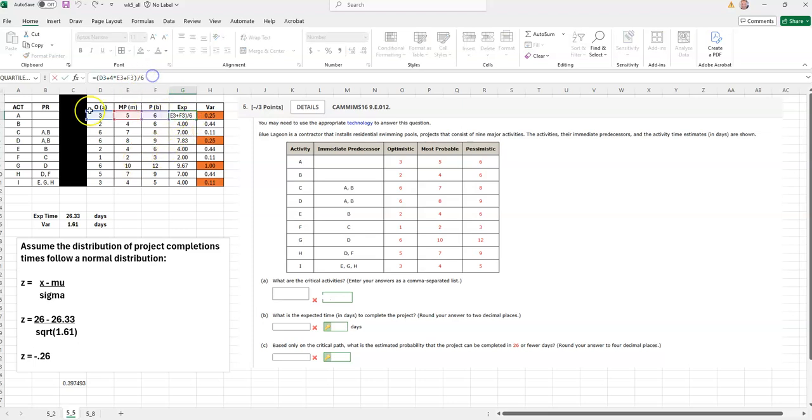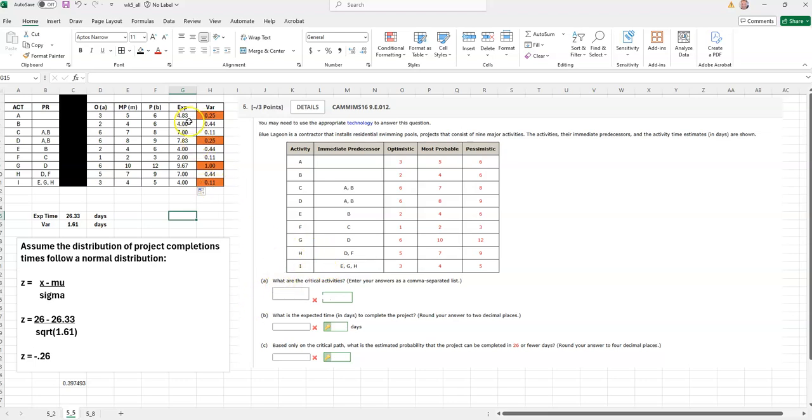And again, the beauty of this is, if you do it with cell references, after you do that, let me prove this to you. If you just take this cell, put your cursor in the bottom right, and pull it down, it will copy all the way down and give you the expected durations for each one of these activities.